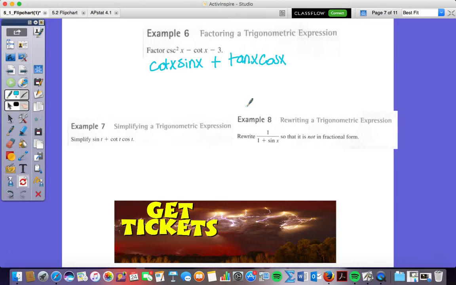It'd be sine over cosine. And then we might have to cancel on that, and then simplify. So it'd be cosine over sine, and this is sine over 1. What can cancel?